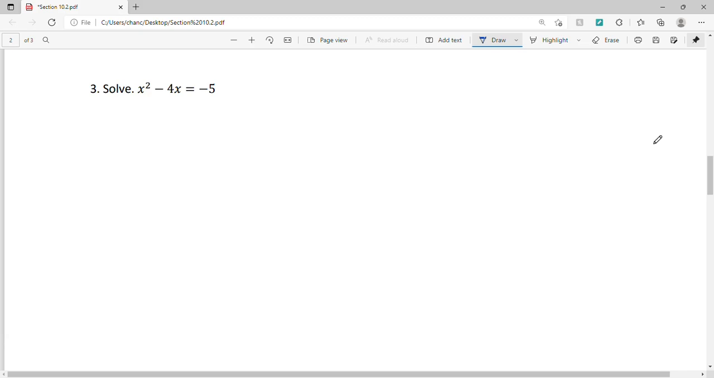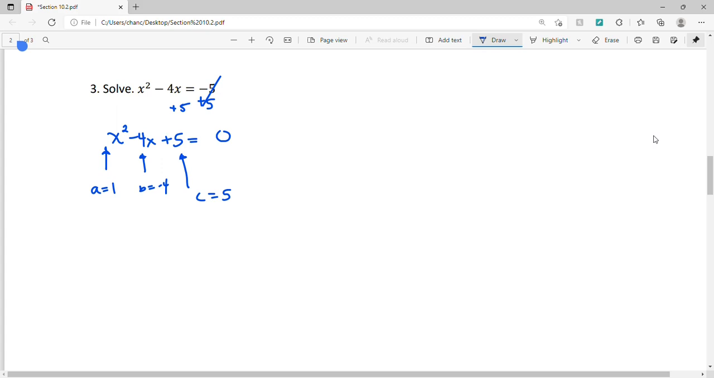In example 3, we'll have to set it in the form that we want. Remember, it has to be equal to 0 before we can use the quadratic formula. So I'm going to add 5 to both sides. This gives us x squared minus 4x plus 5 is equal to 0. This 1 in front of the x is our a. The b is negative 4. And the c is equal to 5.